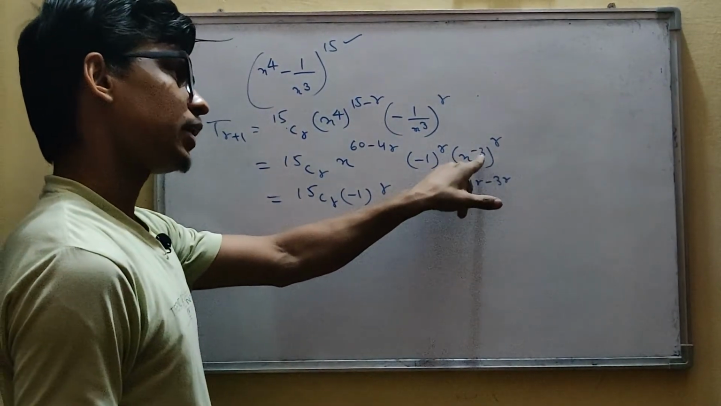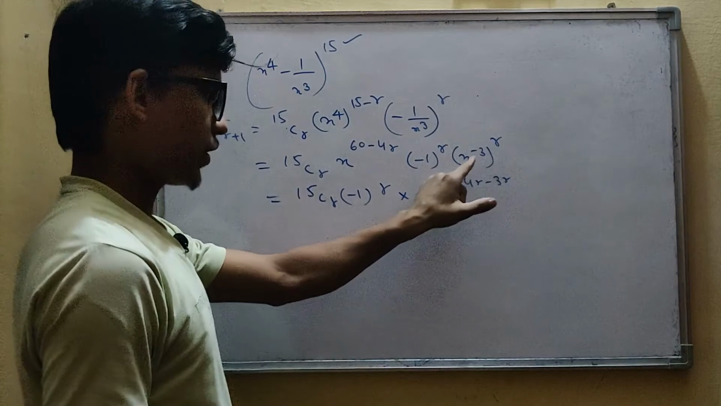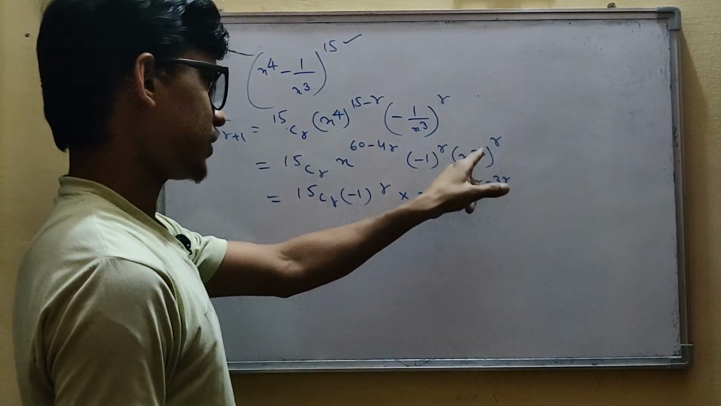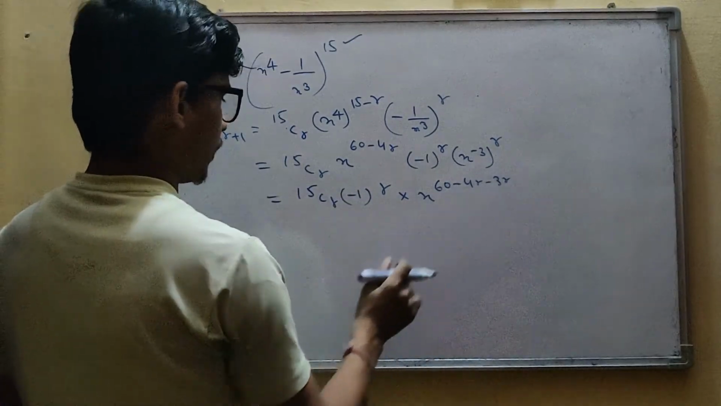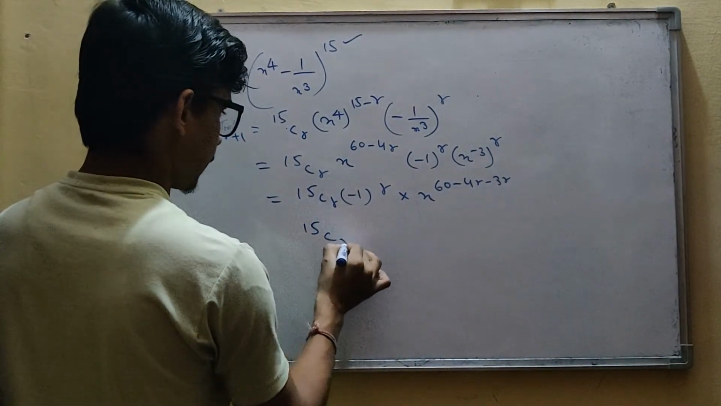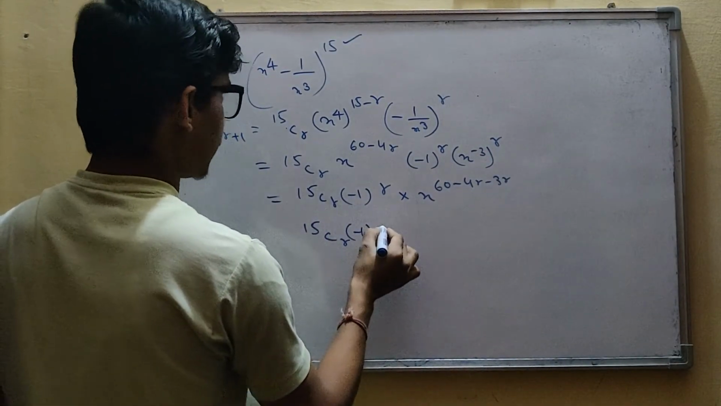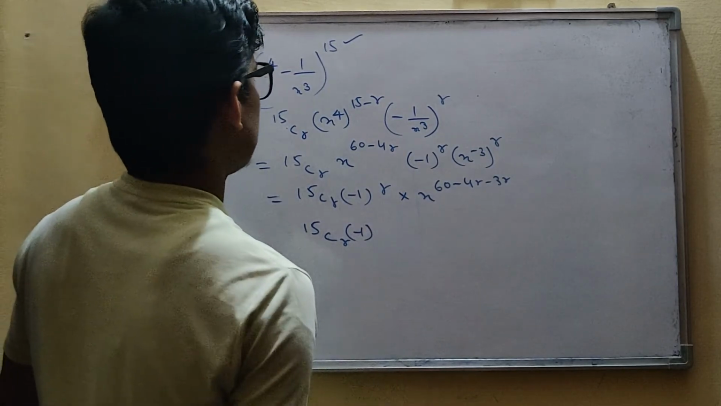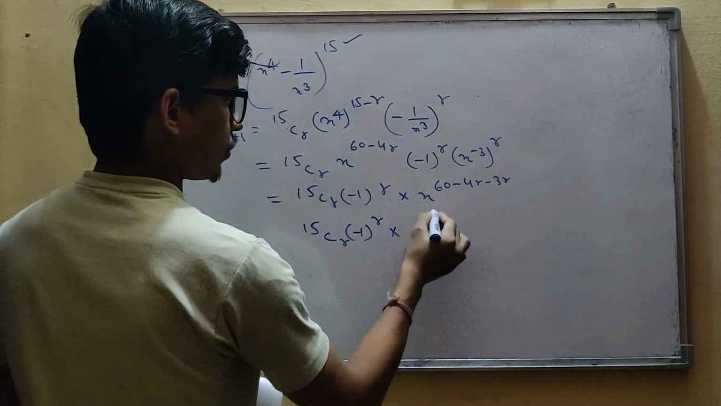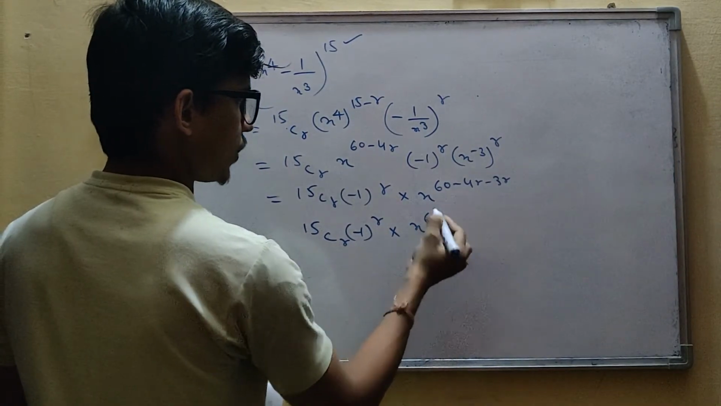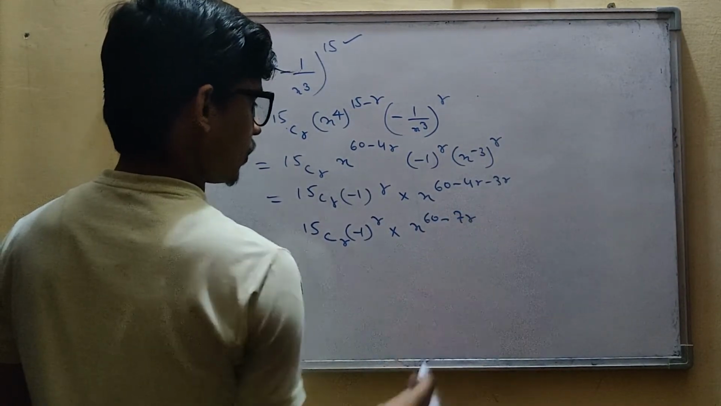So x to the power minus 3r into this, minus 3r: x to the power minus 3 to the power r is x to the power minus 3r, and both bases are the same, so the powers will be added, and it will become like this. So 15Cr minus 1 to the power r, and it is going to be x to the power 60 minus 7r, right?